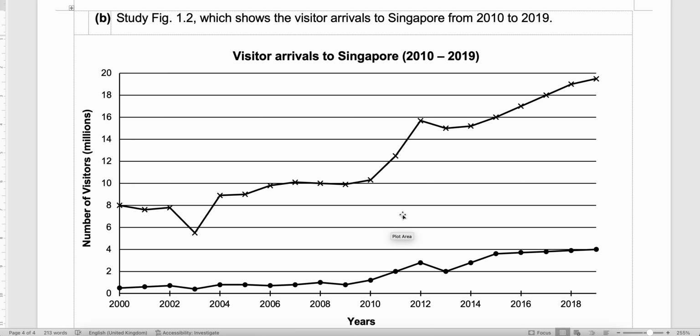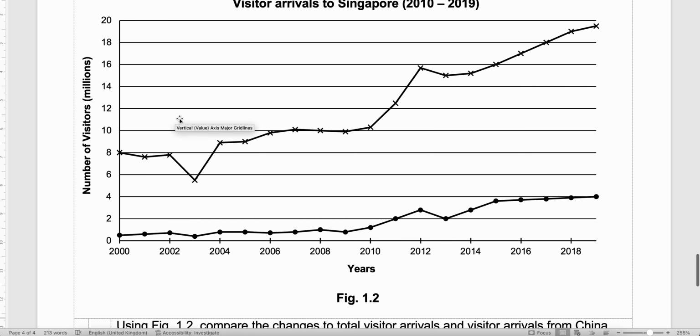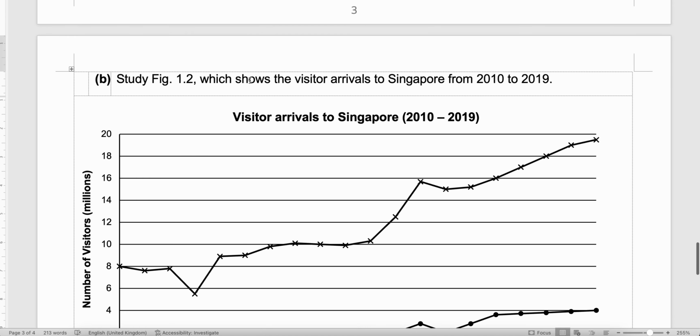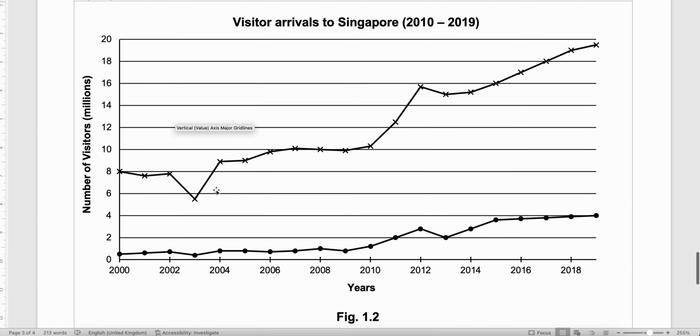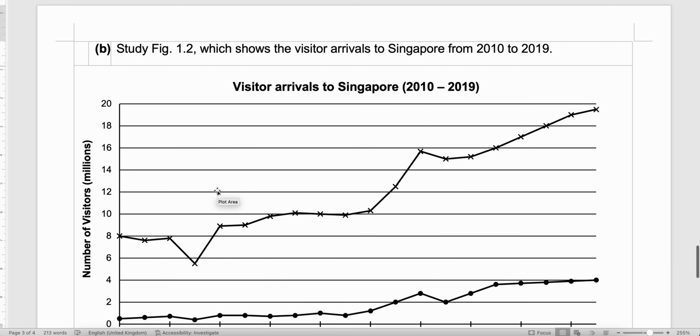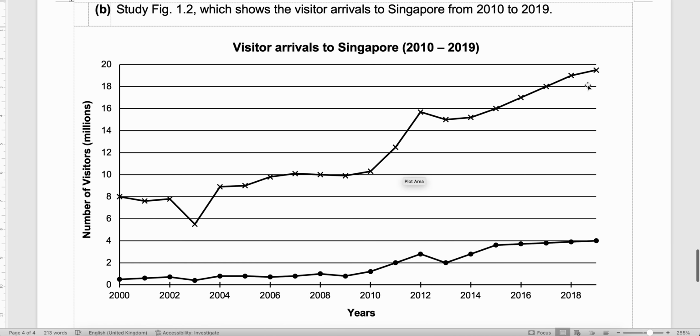Okay, last question, part B. All right, you're given figure 1.2. It shows the visitor arrivals to Singapore from 2010 to 2019. Okay, and this is the graph you have. All right, there's a small typo. I forgot to label the graph.